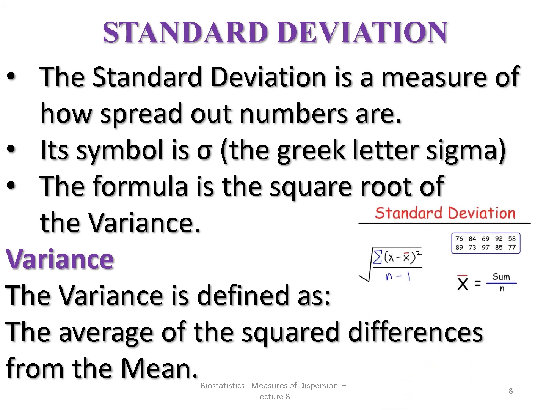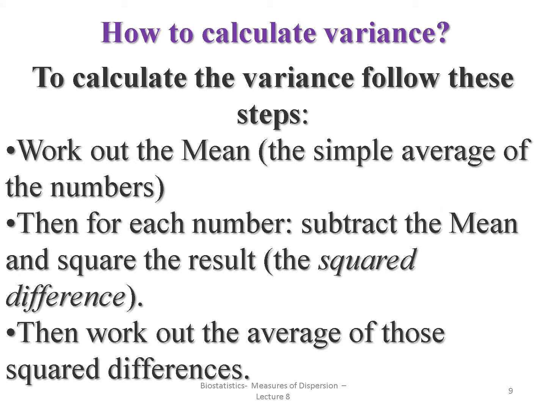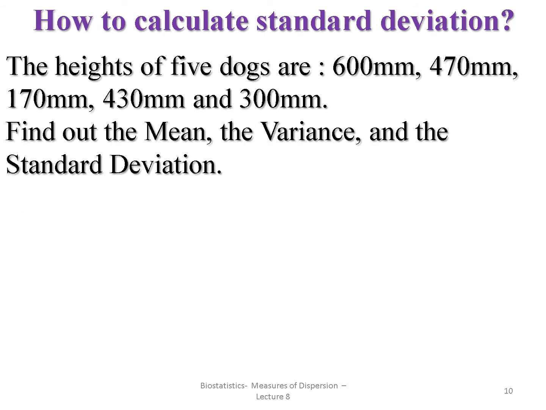I will explain with the help of an example how to calculate variance. To calculate the variance, follow these steps. First you have to find the mean. Then for each number, subtract the mean and square the result. Then work out the average of those squared differences. I will explain with an example.